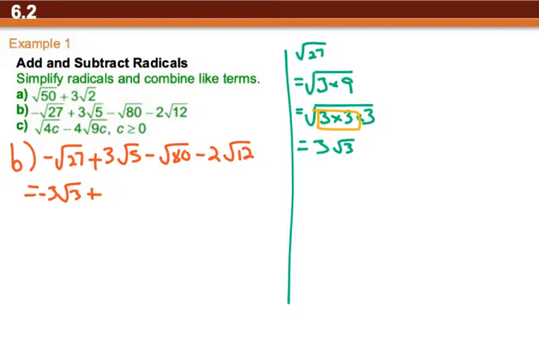Next term there is 3 root 5. 5 is already prime. We can't break it down any useful ways, so we'll just carry it forward. Next is root 80. We have to prime factorize it, and just in the interest of saving a little time, we'll shortcut that a little bit. 80, it's divisible by 2.